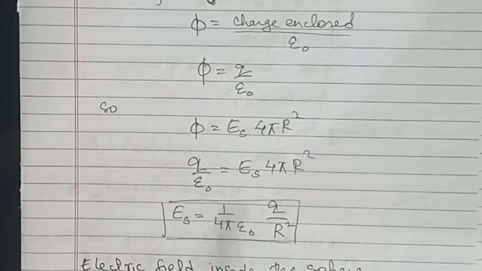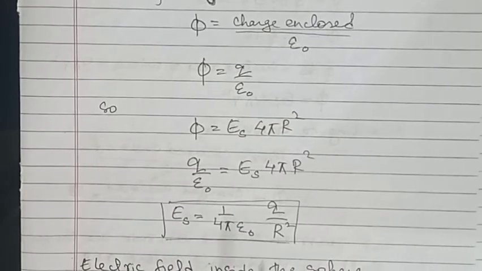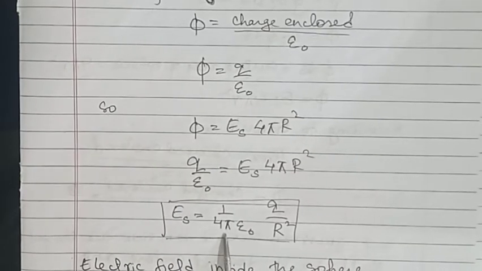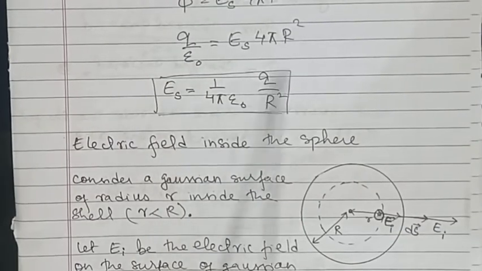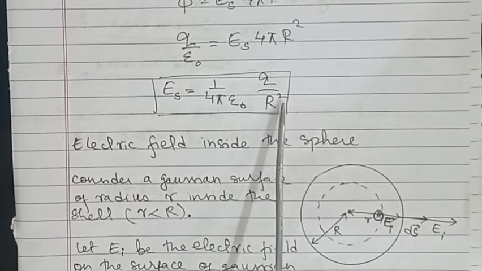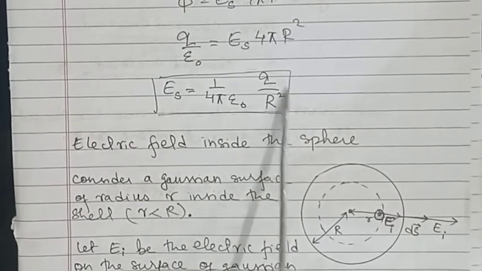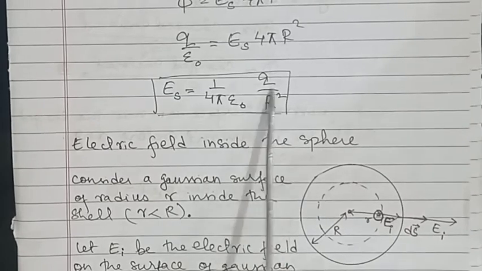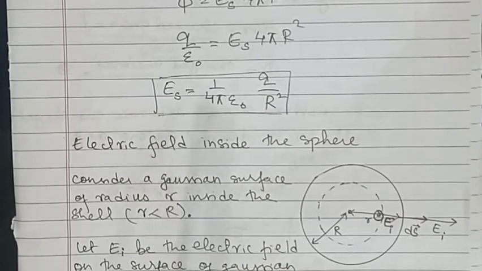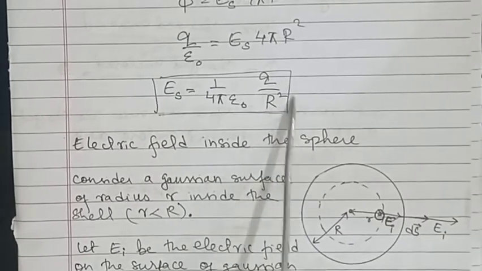r square. So this is the electric field on the surface of the sphere, and the only difference from the electric field outside the sphere is this r. So for outside the sphere the distance was small r. Now on the surface the distance is capital R.